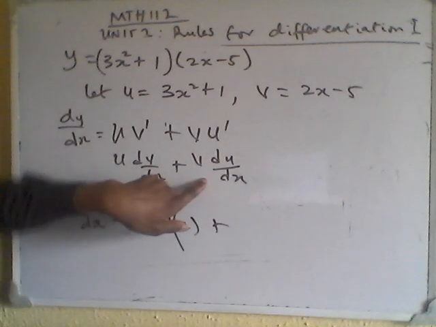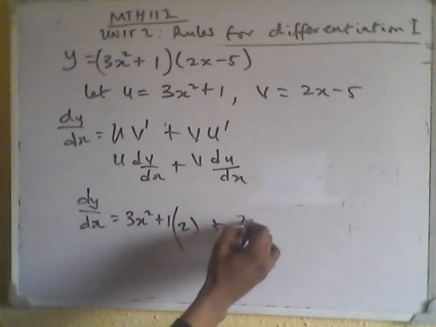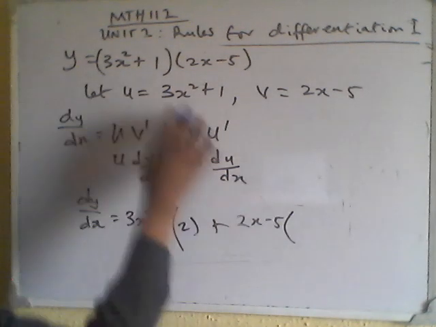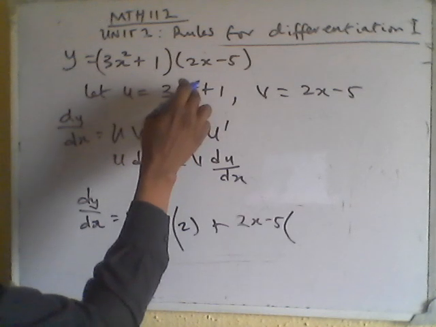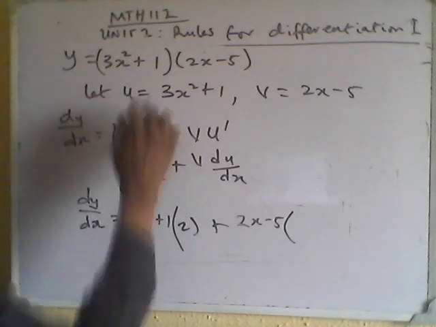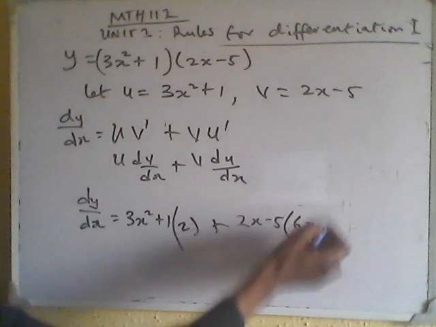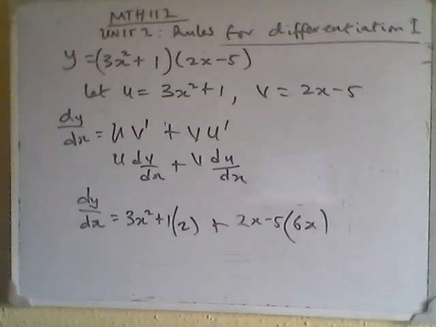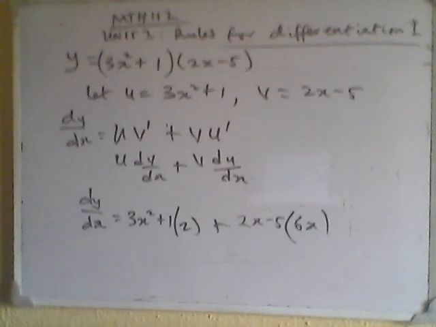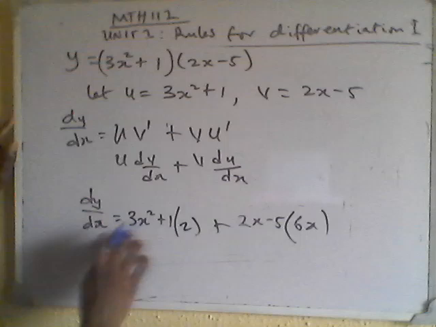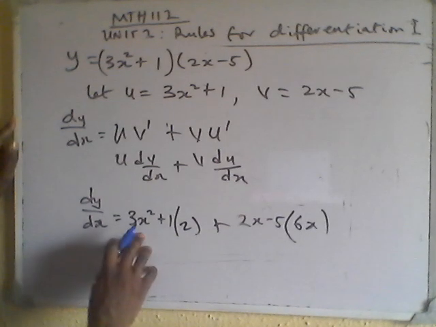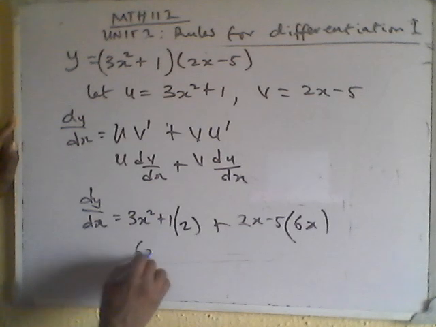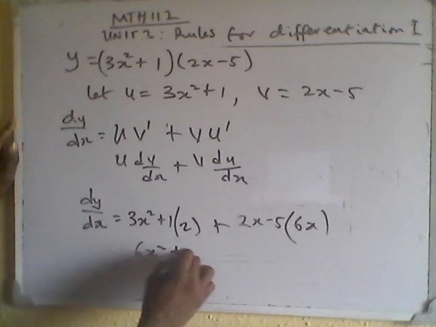Plus v, this is v. v stands alone, 2x minus 5. And u is differentiated: 2 times 3 gives me 6x raised to the power 1. Understand? So this one, 2 minus 2 is 0. So this is the final answer. Just for me to dress it, this 2 is multiplying everything here. So 2 times 3x squared is 6x squared, plus 2 times 1 is 2.